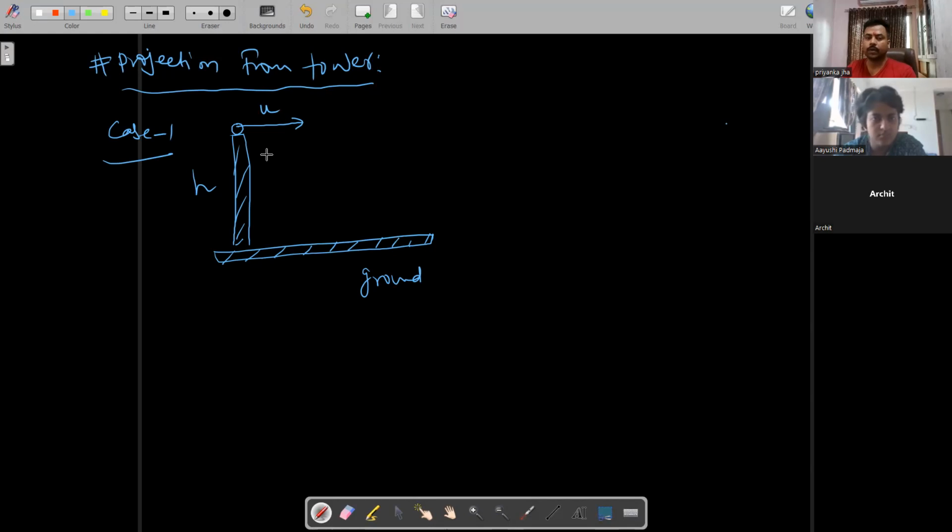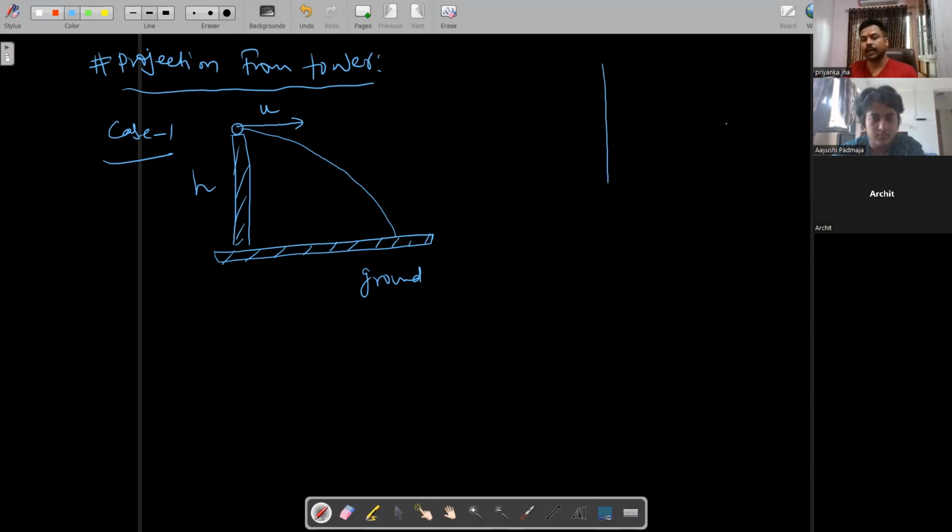Now you know that because gravity will always keep working on the ball, it will follow this path and come down like this. So this is also a parabolic path, and this is also a case of projectile motion.